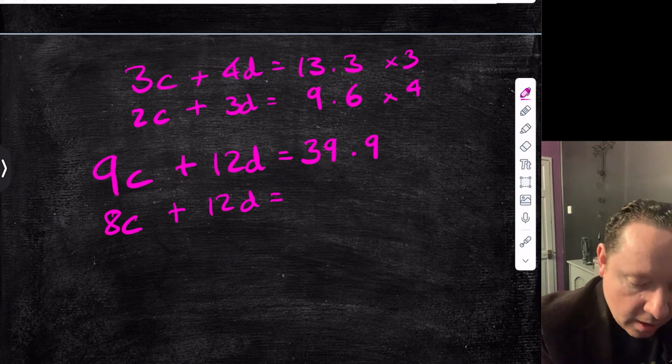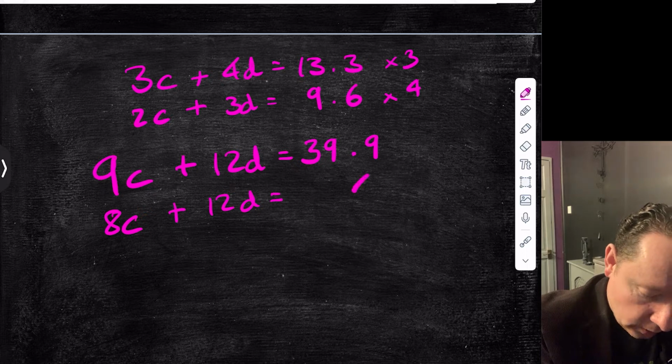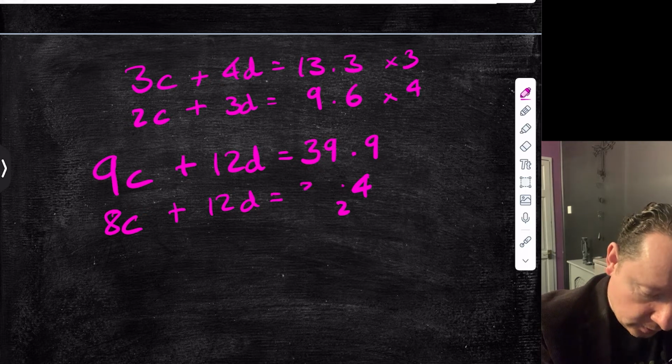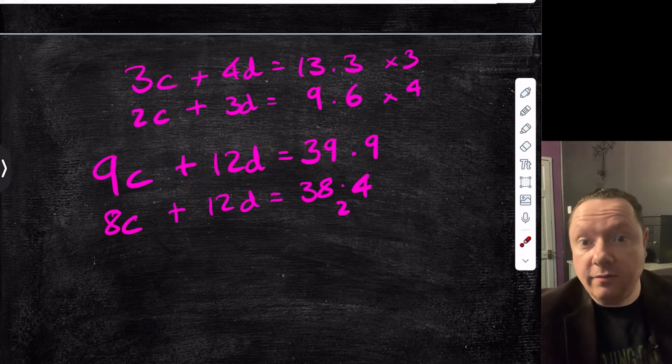And then again, 4 times 6 is 24. So that's 4, carry the 2. 4 times 9 is 36, 37, 38. So I get 38.4. Now, these are now the same. If the sign in front of them is the same, we take away. If the sign's different, we add.